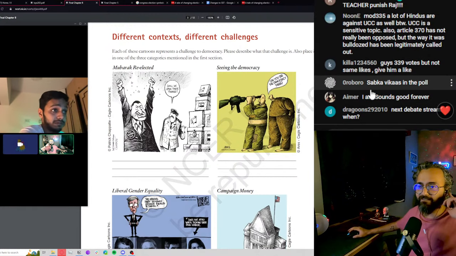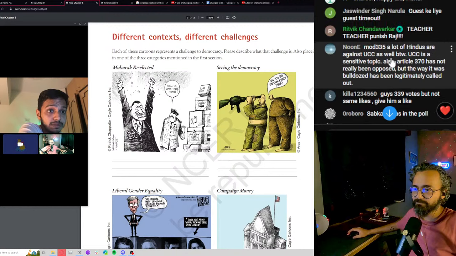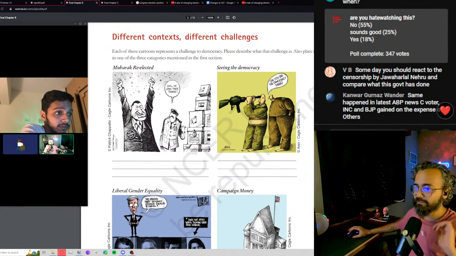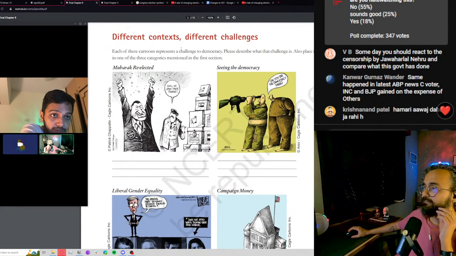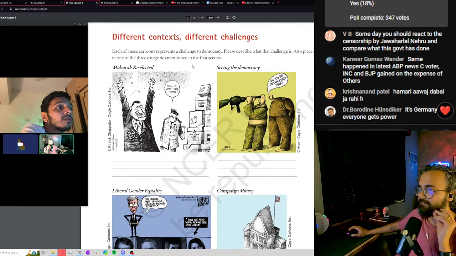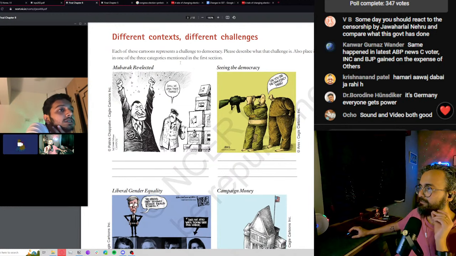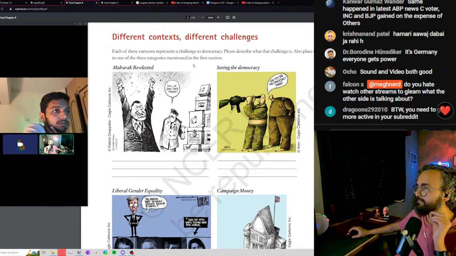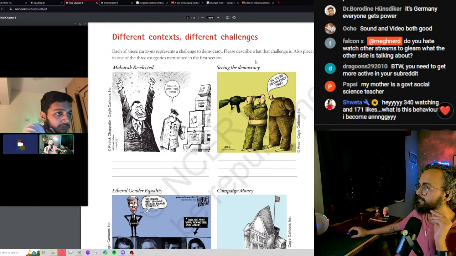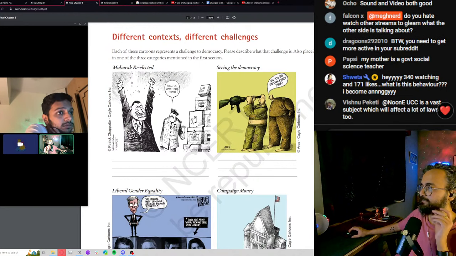Okay, ending the poll now. Let's go to it. Did you see the different context, different challenges? Each of these cartoons represents a challenge to democracy. Please describe what that challenge is. Also, place it in one of the three categories mentioned in the first section.